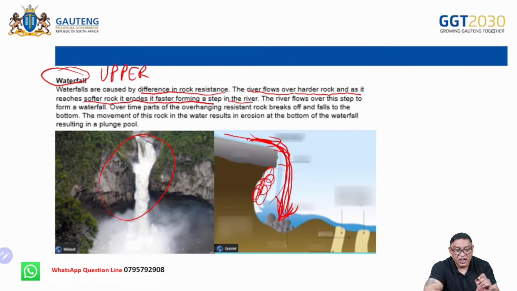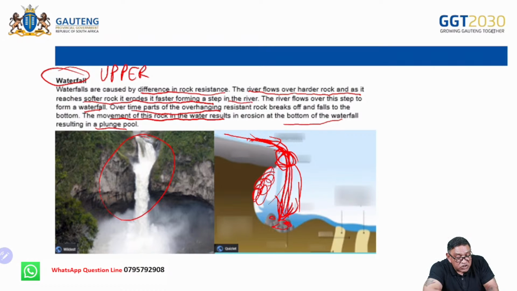We can also take it further. All right, we spoke of the waterfall. Over time, parts of the overhanging resistant rock, because of the erosion, break off and fall to the bottom. Now the movement of this water results in erosion at the bottom of the waterfall to create a plunge pool. So these pieces of rock fall here, and the movement of the water swirls them. As they swirl, they dig at the bottom here, creating a plunge pool in that area. Okay.